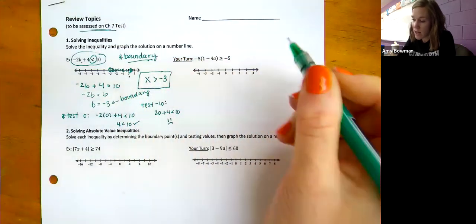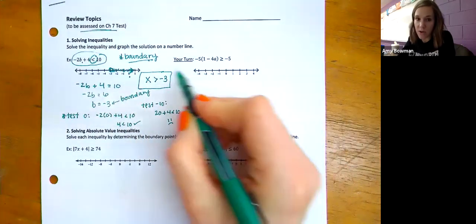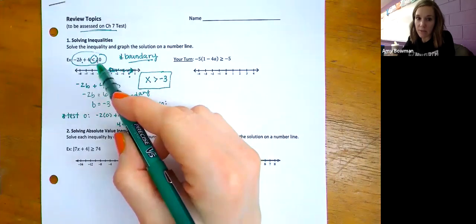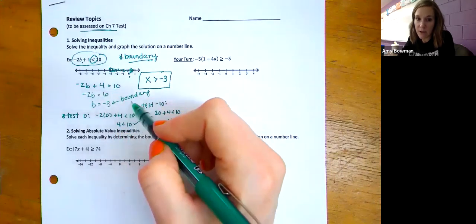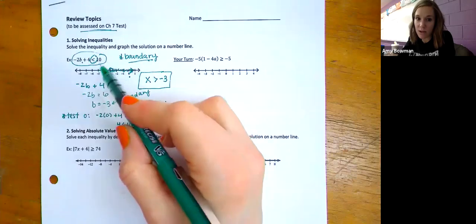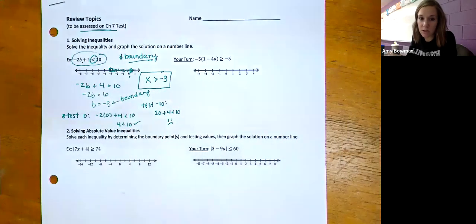Just a quick review on that, and I want you to try this one on your own after this video. So again, write it as an equation first, find the boundary point, and then test which side of the boundary point is the actual solution.